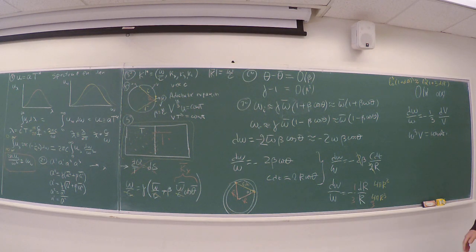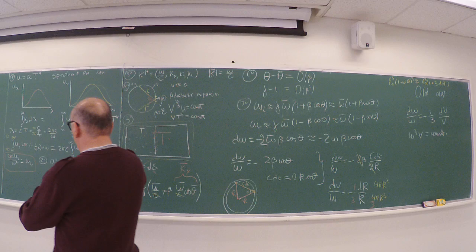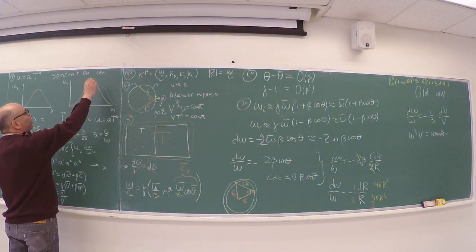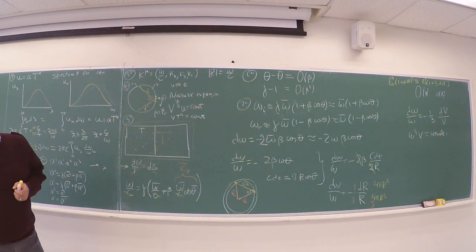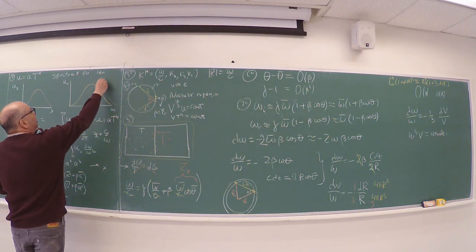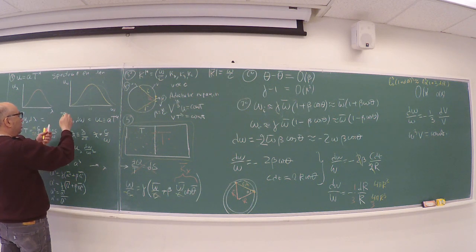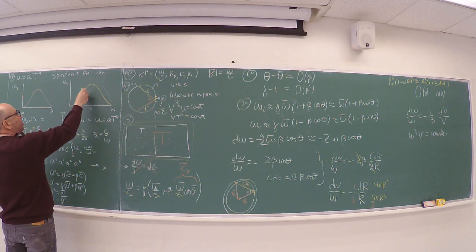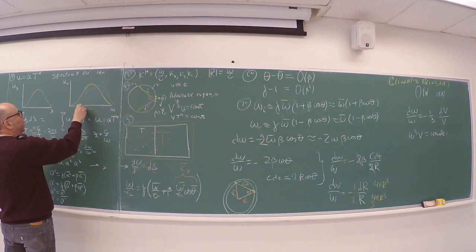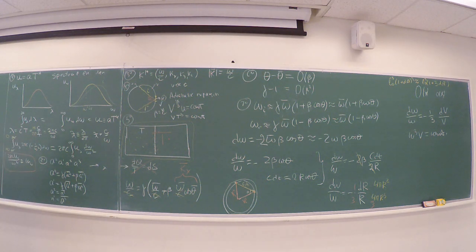So if, for instance, the initial volume corresponds to this graph, and if this was omega, then this omega is slightly reduced and became omega prime, for instance. And so the whole graph will shift. Does that make sense?